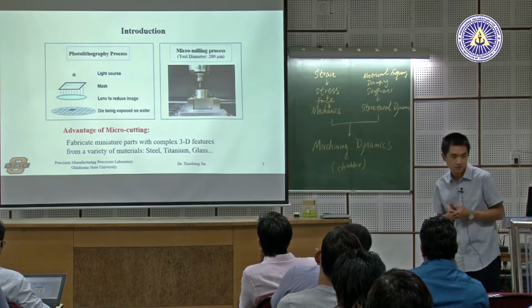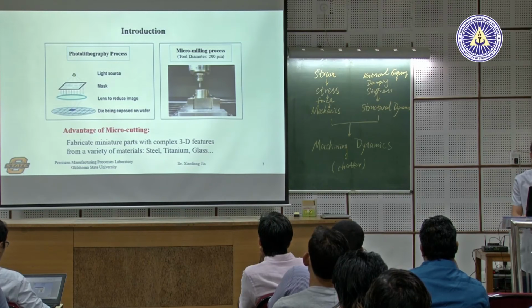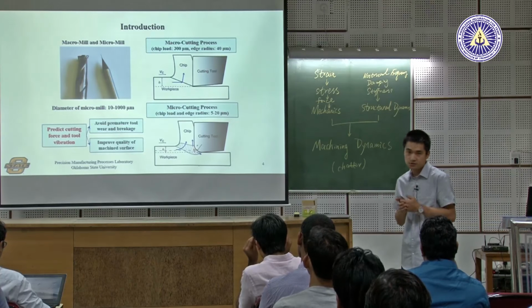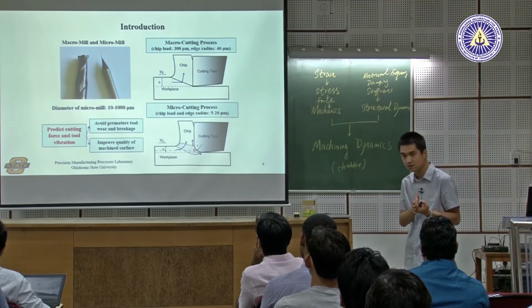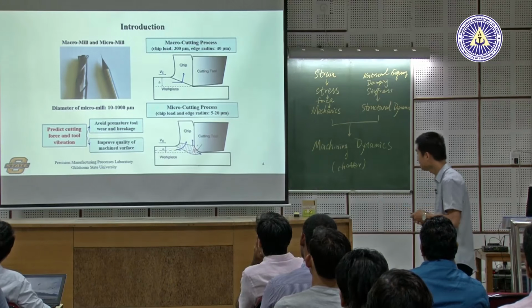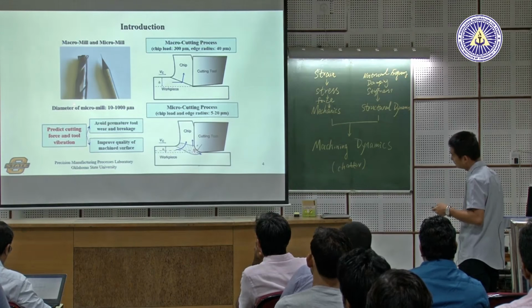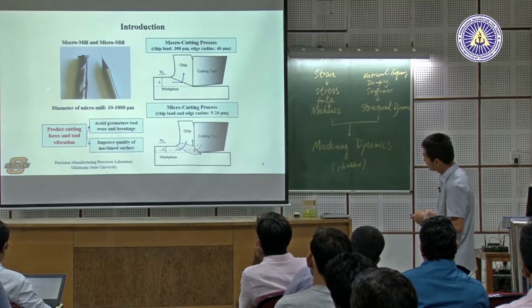So I would say that will be the main difference between those two typical processes for generating microstructures. Okay? So now let's take a look at the major fundamental difference between conventional machining and micromachining. Here is a picture comparing the conventional mill and the micro mill. Okay? So basically, we define the micro mill.